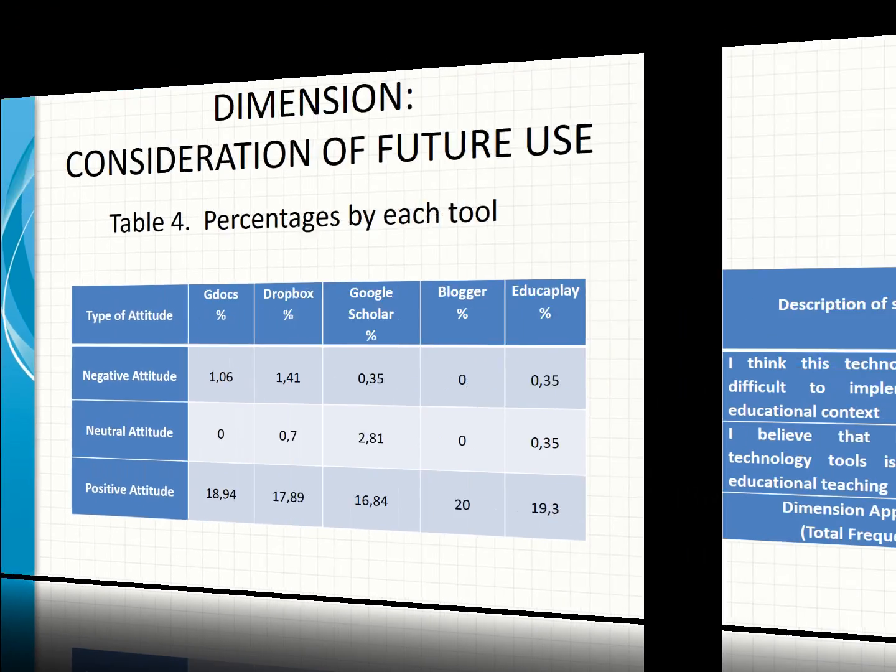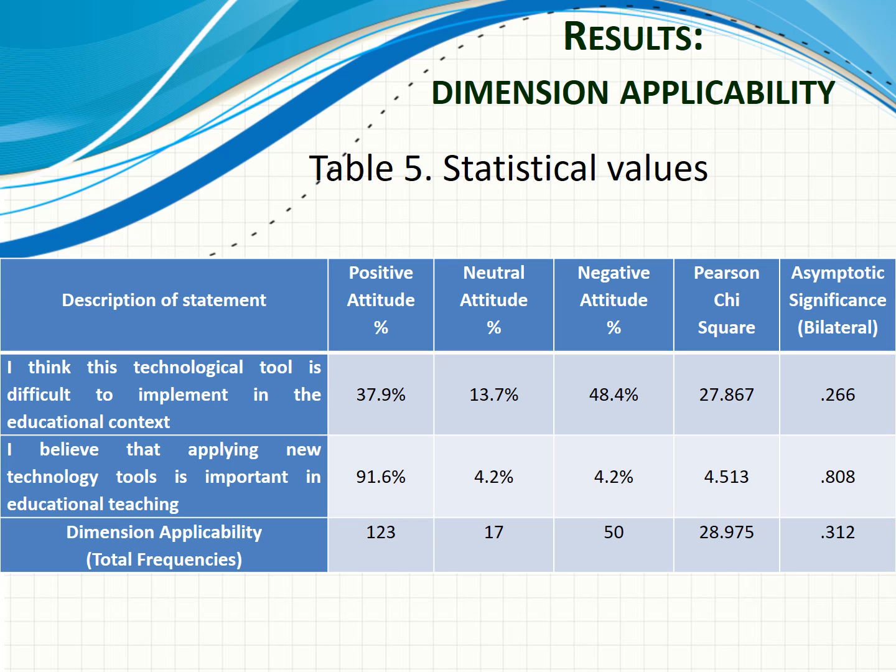Now, a review of the third dimension. The dimension of applicability is related with the applicability of free technological tools in the educational context. It values the possible difficulty of application and the relevance of using these tools in teaching.